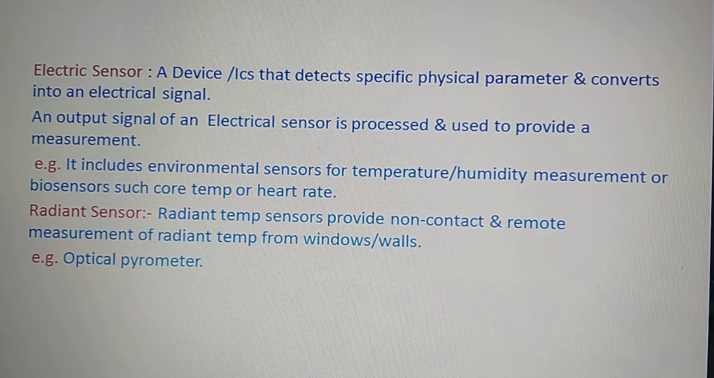Electrical sensor or electric sensor. An electric sensor is a device or IC that detects a specific physical parameter and converts it into an electrical signal. The output signal of an electrical sensor is processed and used to provide a measurement. It includes environmental sensors for temperature, humidity measurement, or biosensors.